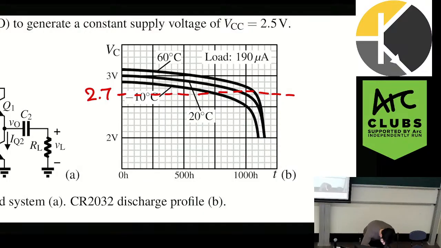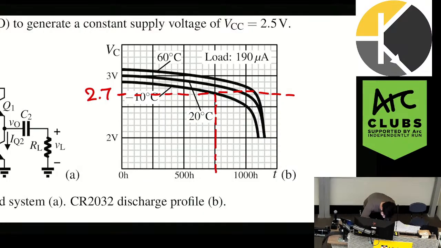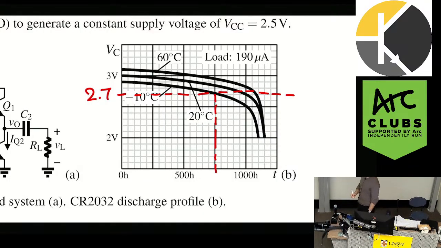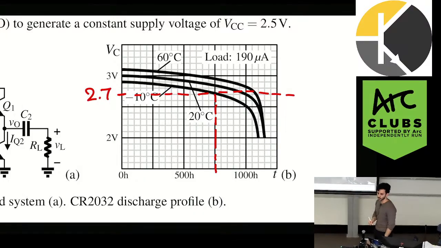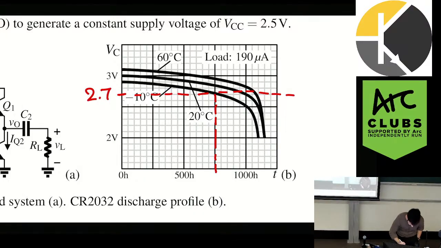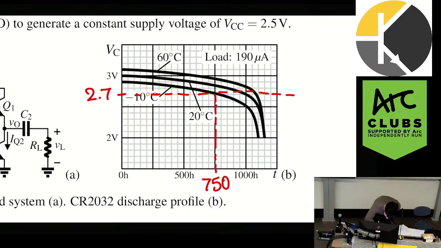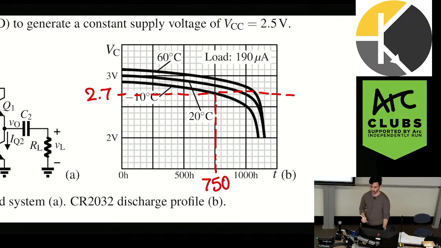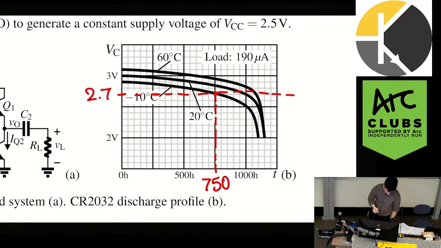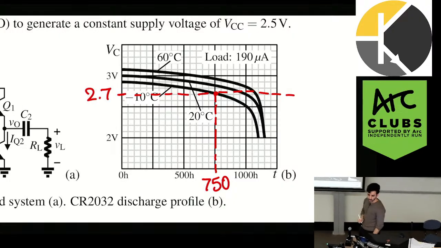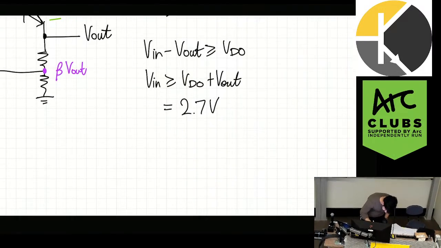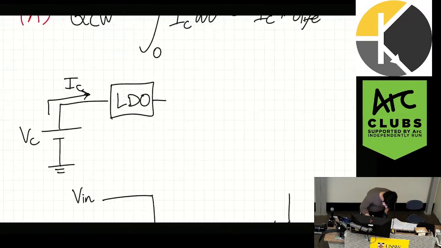So you could pick any point. I think Torsten picks like 775, which is a little inconvenient. So you can just pick a point here as like 750. It doesn't really matter as long as you're close. So we can see that the lifetime is 750 hours. So then we go back to our equation up here.